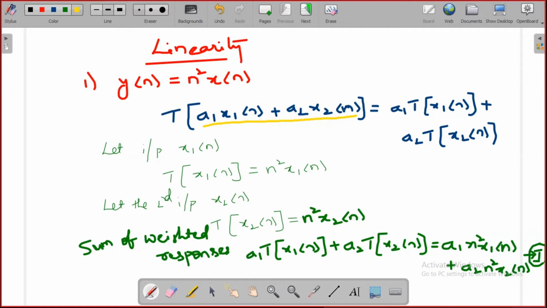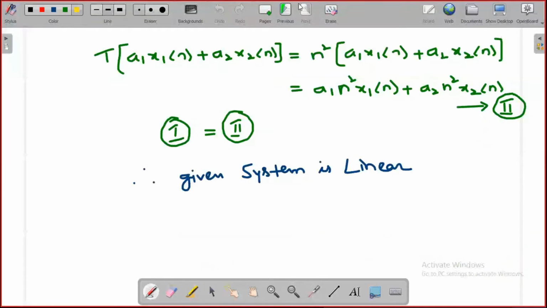Where you find x of n, you need to write a1 x1 of n plus a2 x2 of n. Then simplify. After that, just compare these two. Is the response of the system to a sum of weighted inputs equal to the sum of weighted responses or not? If those two are equal, then conclude the given system is linear. Otherwise, simply non-linear.